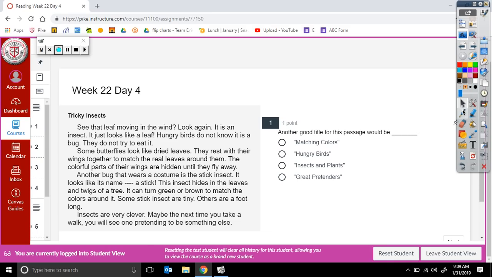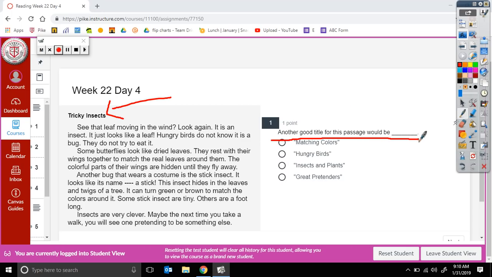So, Tricky Insects. What would be a good title for this passage could be, sorry, Miss Buckle read that wrong. Another good title for this passage would be, all right, I'm looking over here. I haven't read this yet. I can't answer this question. I need to read it to know what else would be a good option.